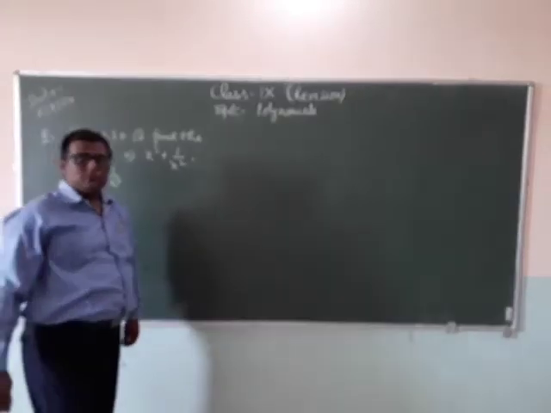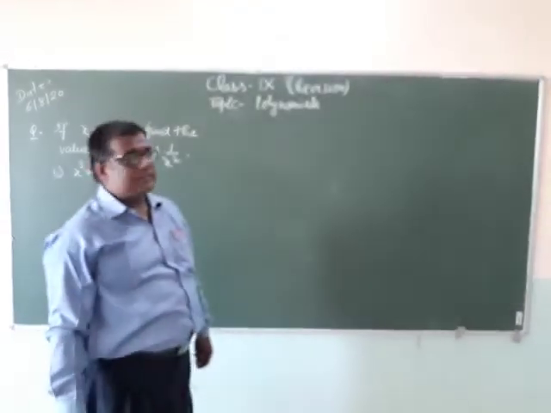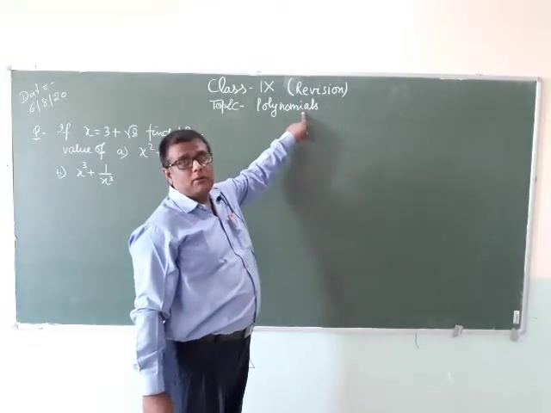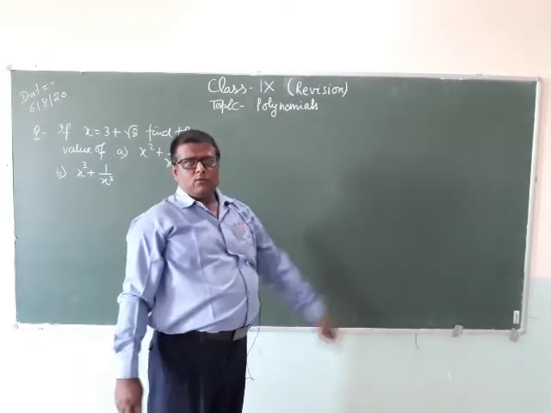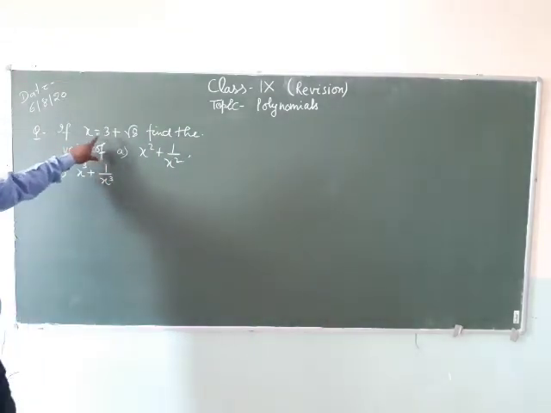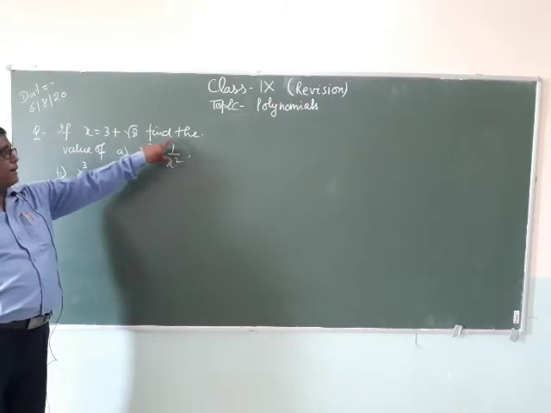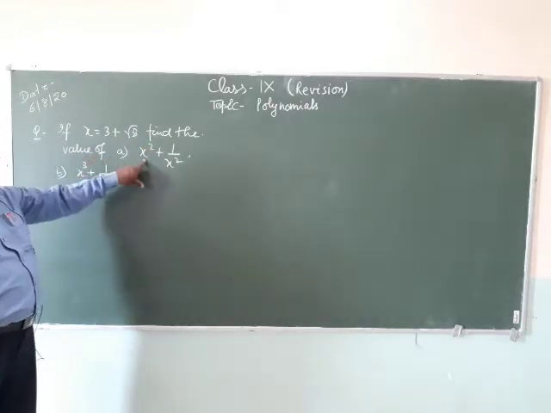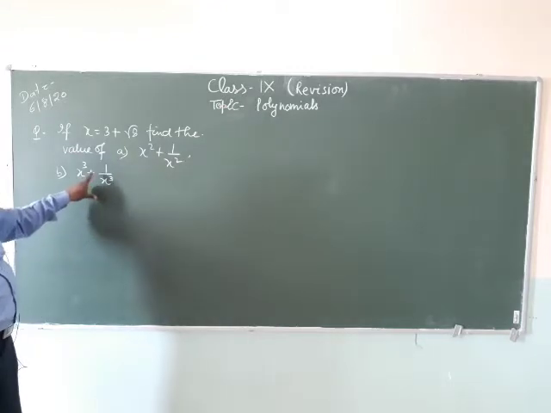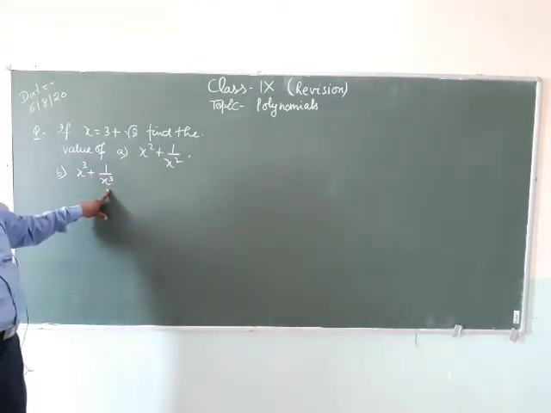Students, in our mathematics classes of class 9th, this is revision of the chapter polynomial. Now a new question: if x is equal to 3 plus root 8, then find the value of x square plus 1 by x square and x cube plus 1 by x cube.